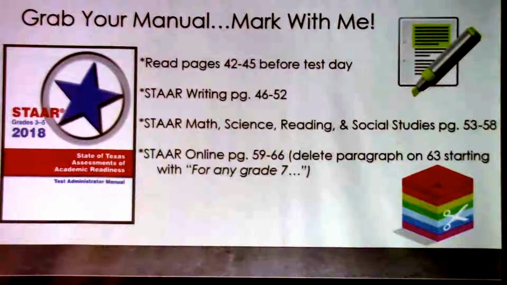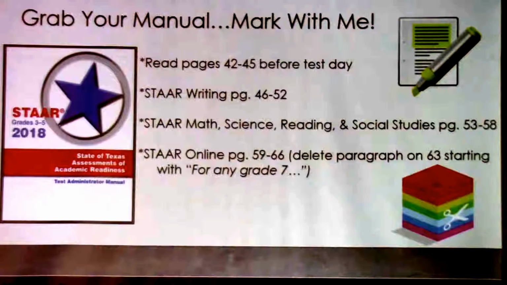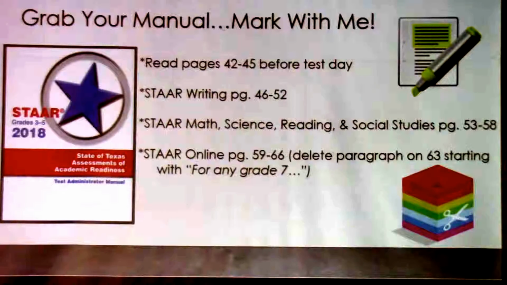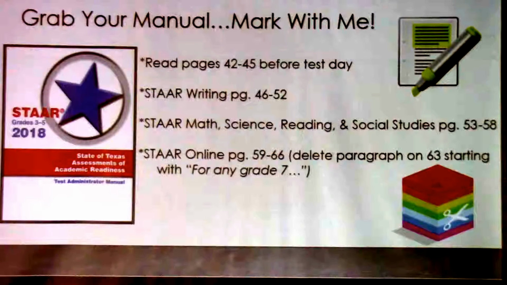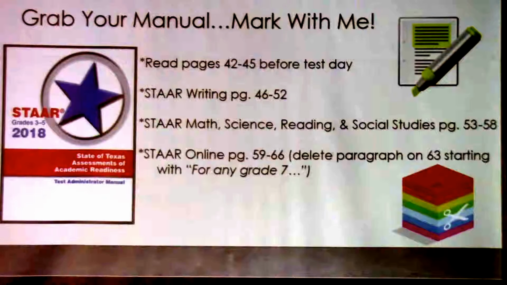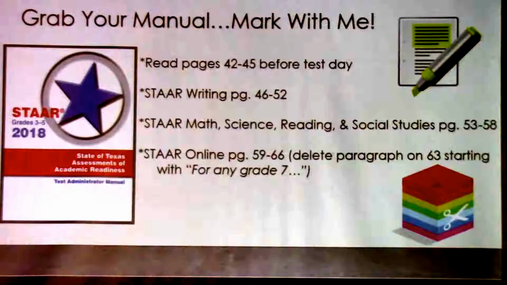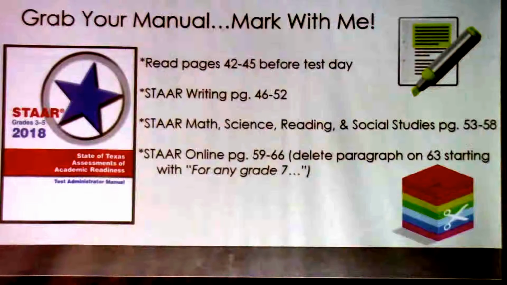When you get to page 63, all the writing for grade 7, there's this paragraph in italics that starts off saying, for any grade 7, blah, blah, blah. The whole paragraph needs to be deleted. They printed these out and they sent us an email saying they messed up, take it out of the manual. So page 63, there's a paragraph in italics that starts off saying, for any grade 7 student. It's on the bottom under the say directions. It's in italics, it's not bold.